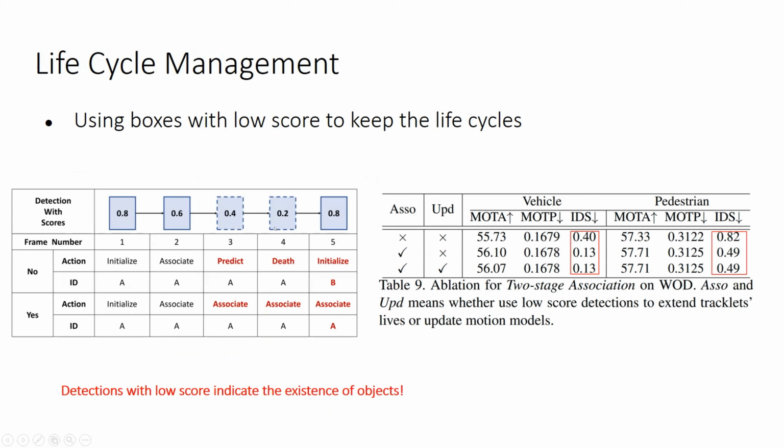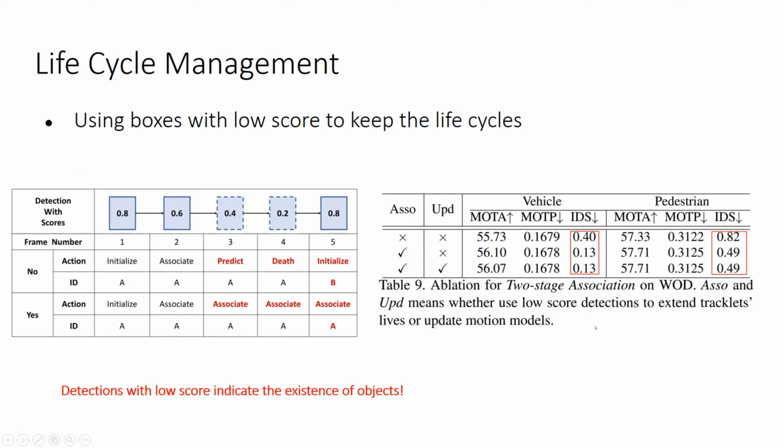But if we use the low score detections to associate between frames, but we don't output such low score detections, it will not contribute to the false positives in the metric, but it could associate two tracklets into one and reduce the ID switch. We also tried to use the low score detections to update the motion model in the Kalman filter system, but we didn't find that this helps a lot. But the association itself could reduce the ID switch by half. So we think this is a very important finding here.